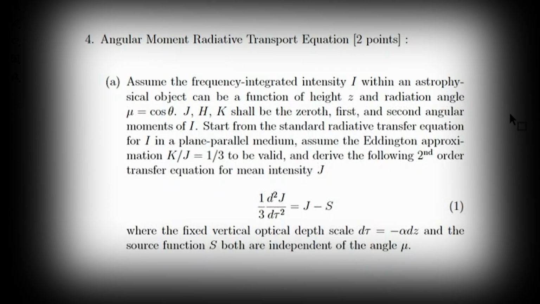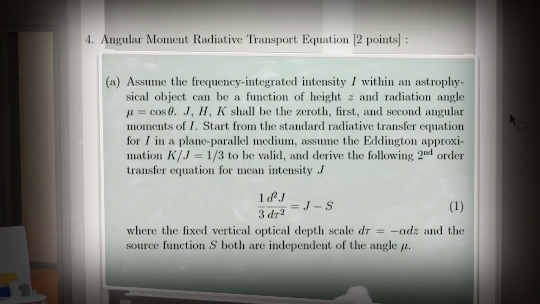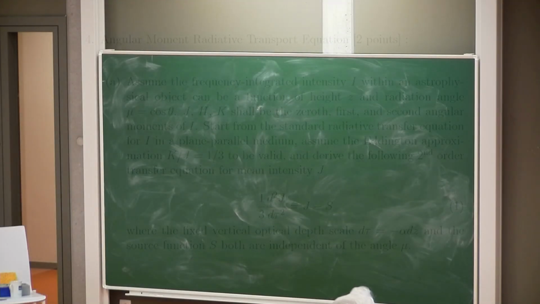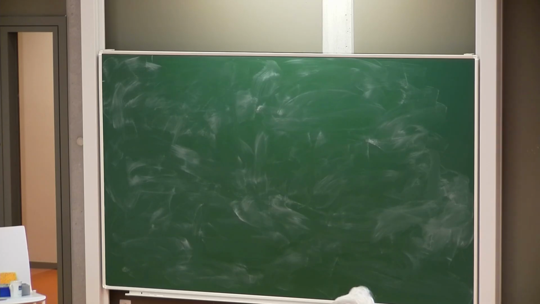1/3 d²J/dτ² equals J minus S. Fixed vertical optical depth scale dτ equals minus alpha dz here, and the source function S, both are independent of the angle mu. Okay, so we have all our information. Let's see if we can do this. We can always do it. Yes, we can.